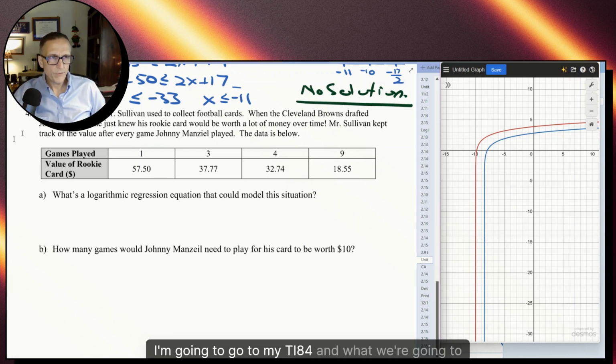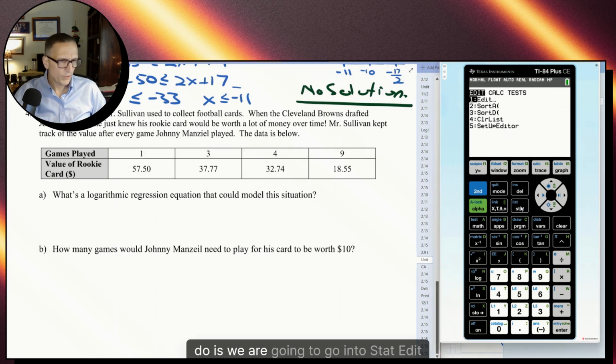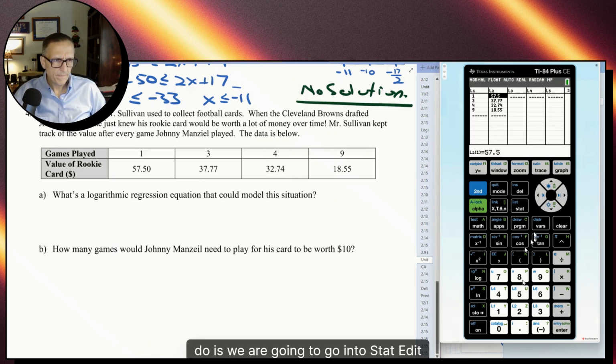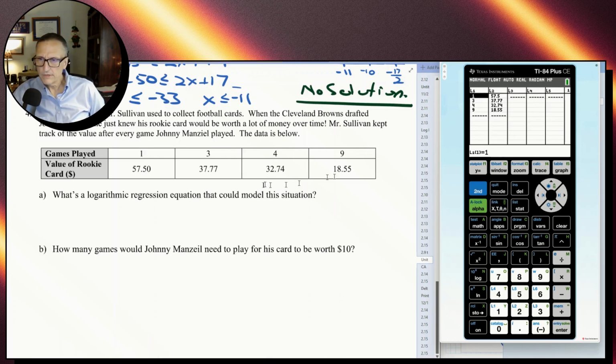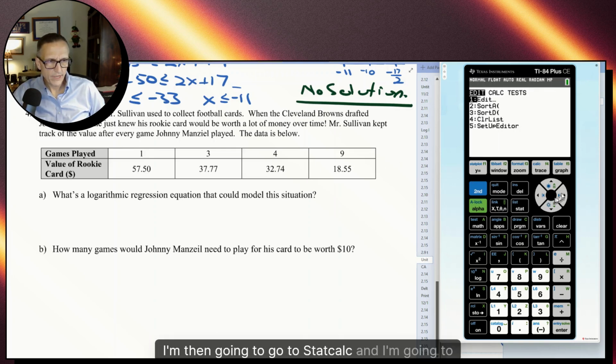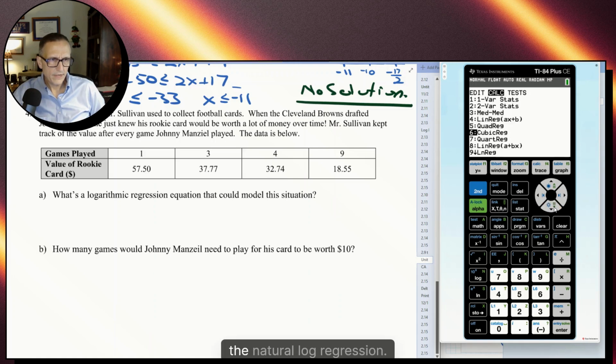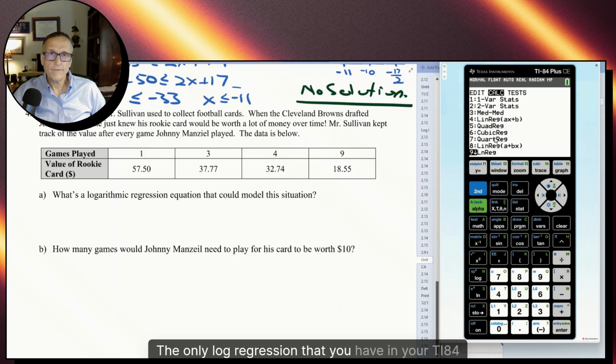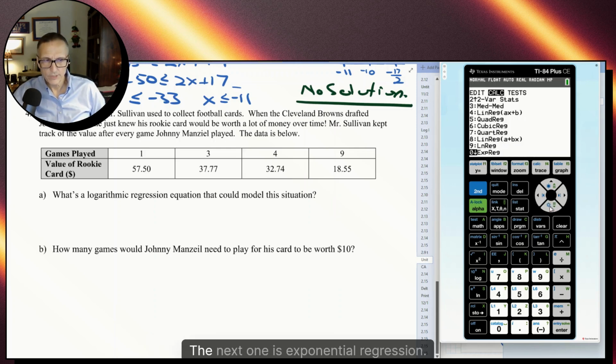I'm going to go to my TI-84, and what we're going to do is go into stat edit, and we will put the data in. I already have it in here in L1 and L2. Games played is L1, value of the rookie card is L2. I'm then going to go to stat calc, and I'm going to run the natural log regression. That's number 9. The only log regression that you have in your TI-84 is an LN, or natural log regression, right? The next one is exponential regression. We want log regression, so I'm going to run number 9.